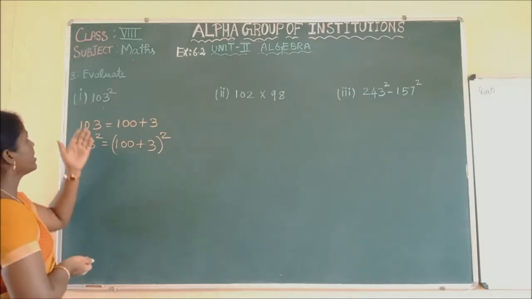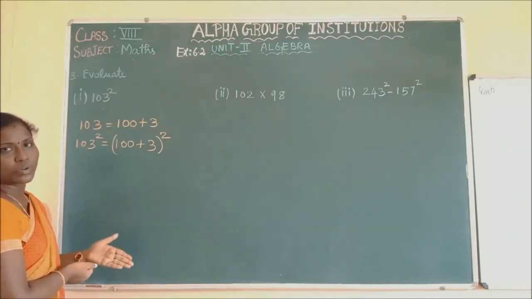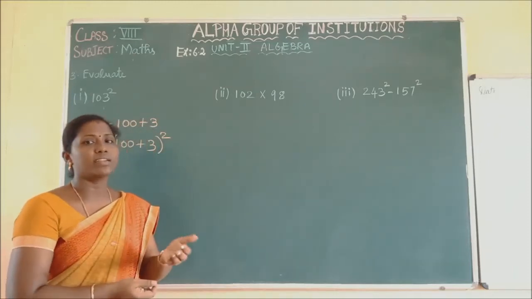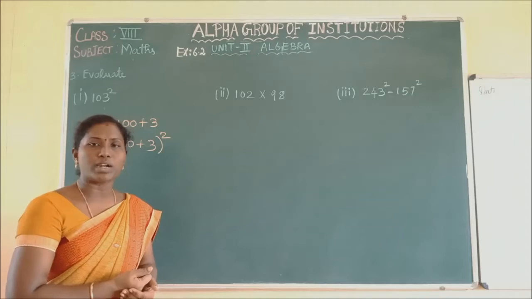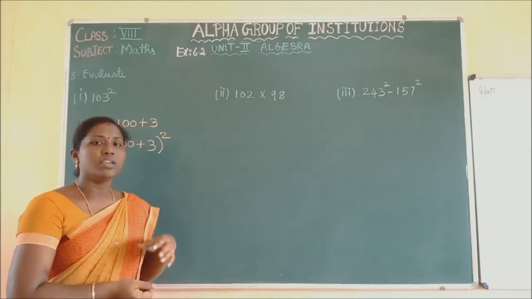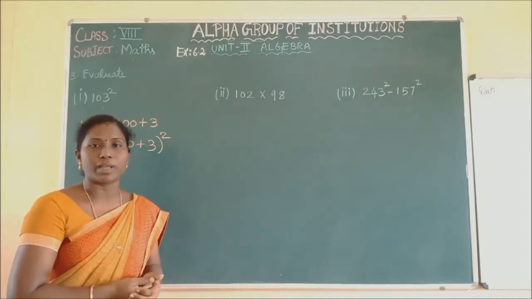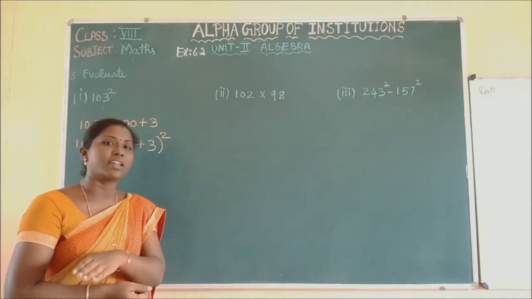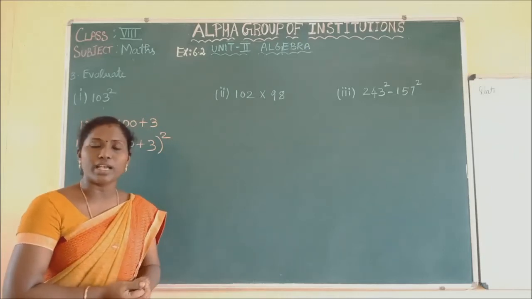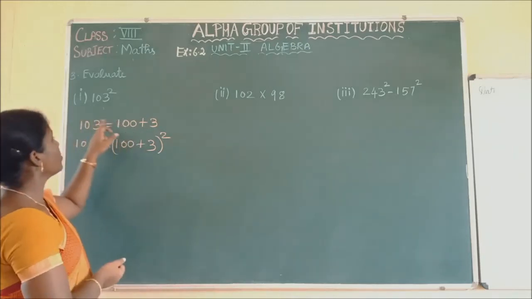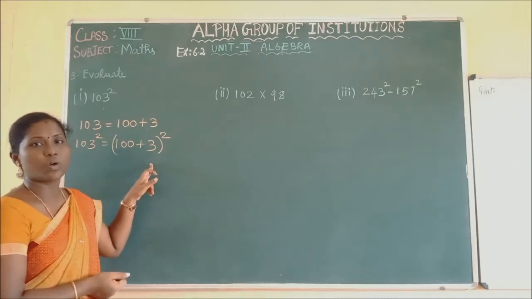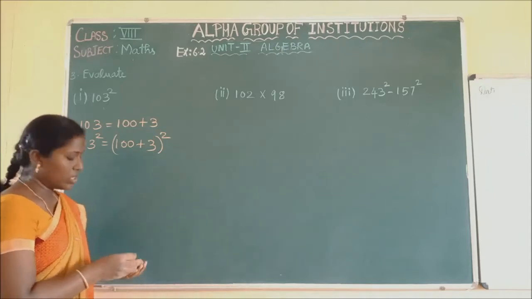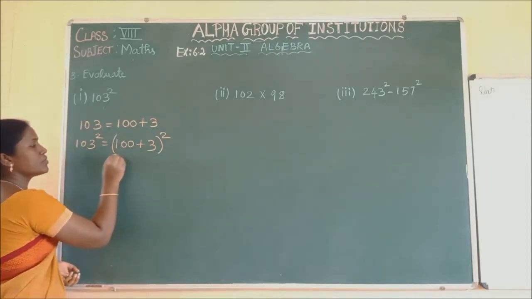Why not write it in the form of 105 minus 2? In many forms we can express 103, like 105 minus 2, or some other ways. But to use the identity, if it is in hundreds it is easy to multiply. If the number is in multiples of tens, hundreds, or thousands, it is easy to find the answer. So use the way which is nearest to 100. So 103 can be written as 100 plus 3 the whole square. This is the expression of the given question.